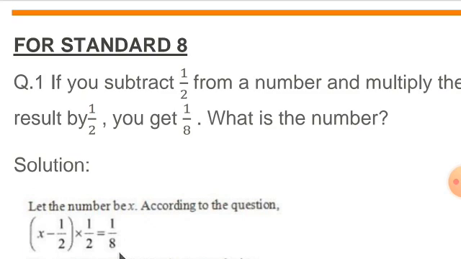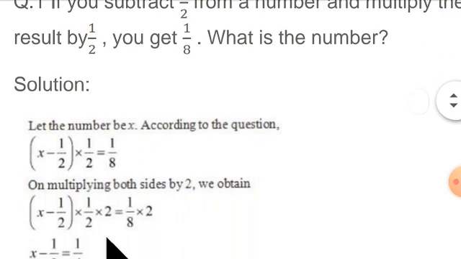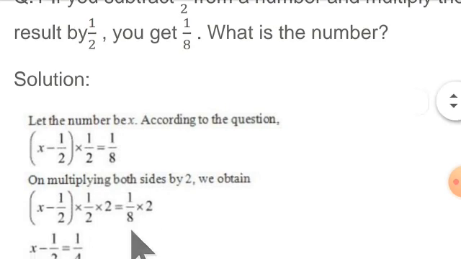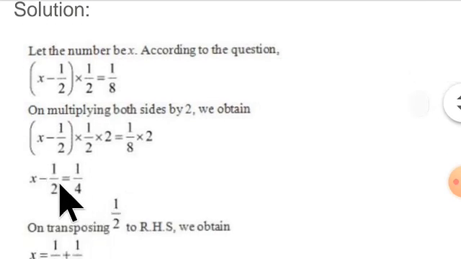Now we have to solve this equation. We will solve by multiplying both sides by 2. We will multiply because we can cut this 8 by multiplying by 2. So here 1 upon 2 into 2 and here 1 upon 8 into 2. So this 2 will be cut, and this 8 and 2 also will be cut. 2 fours are 8. So this will become x minus 1 upon 2 equal to 1 upon 4.